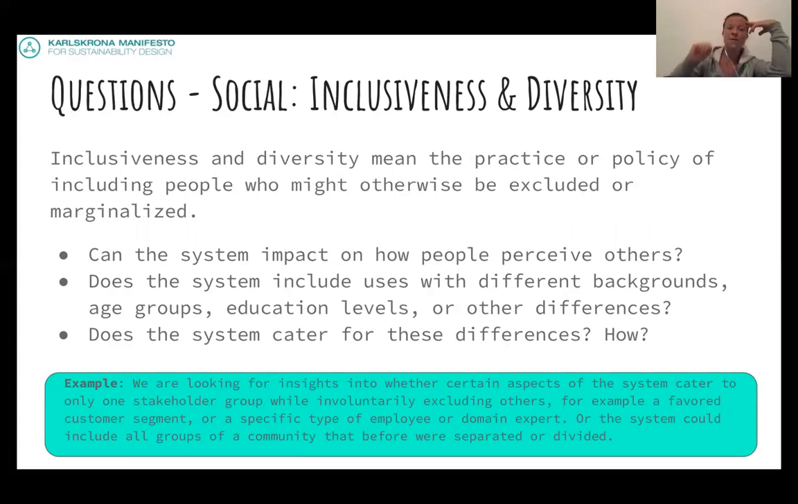So that means the practice or policy of including people who might otherwise be excluded or marginalized. Can the system impact how people perceive others? Does the system include users with different backgrounds, age groups, education levels, or other differences? Does the system cater for these differences? If so, how? For example, here we are looking for insights into whether certain aspects of the system cater to only one stakeholder group while involuntarily excluding others, for example, a favored customer segment or a specific type of employee or domain expert. Or the system could include all groups of a community that before were separated or divided. Could go either way. Hit pause and think about it. Take notes.